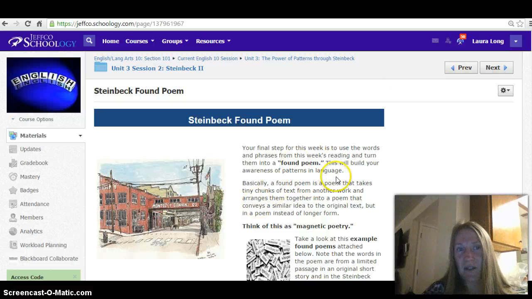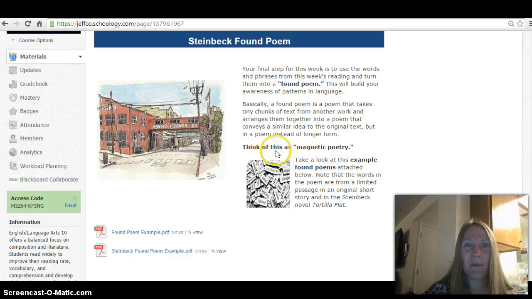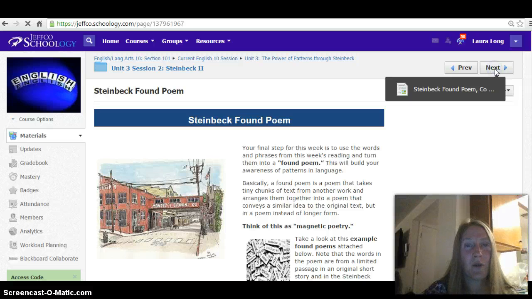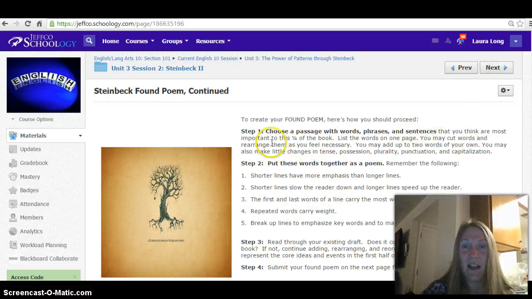And then our last activity for the week is a found poem. You may think of this as magnetic poetry. You know those fun little magnets you had all over your refrigerator or your teacher had all over her filing cabinet, and you could create poems by putting words together. Essentially, that's what you're doing with your text. So you're going to go back to your text, your novel. You're going to find a passage that maybe has a lot of description, a lot of meaning to you, has a key idea of the book, and you're going to take out some of those words from the passage.